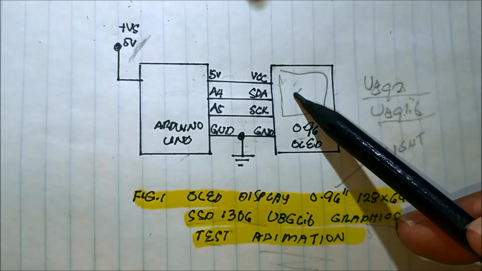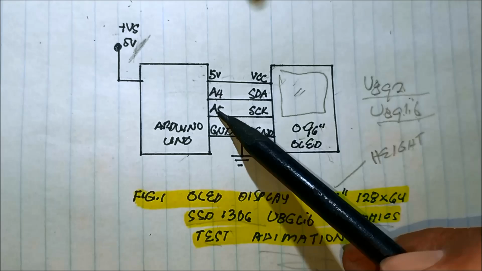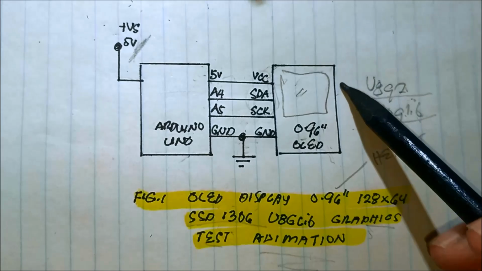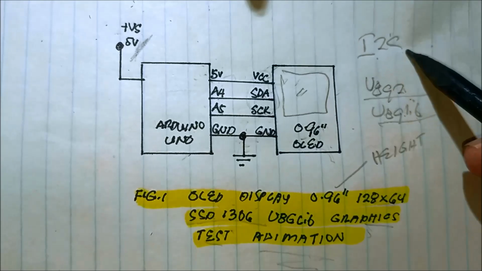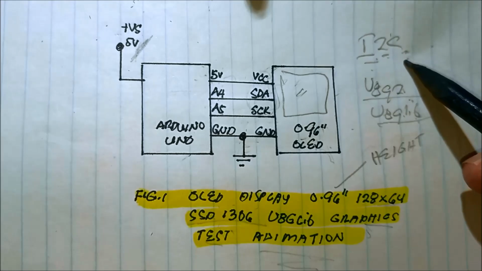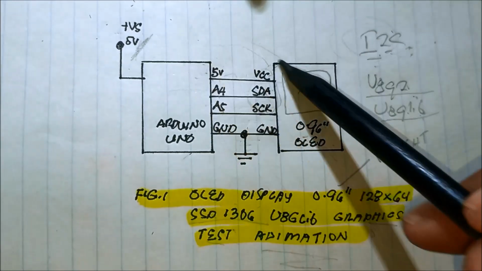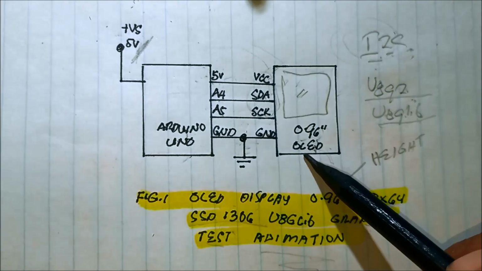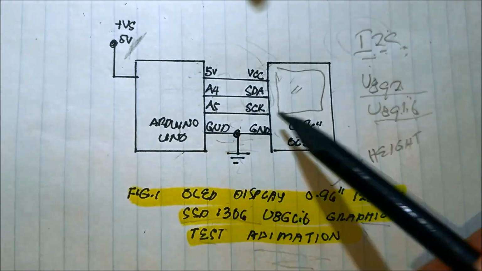So the supply of the OLED is 5 volts. SDA serial data to the A4, A5 serial clock. So the communication protocol used is I2C, inter-integrated circuit, I squared C. It means we are using this communication protocol to communicate the Arduino Uno microcontroller to the OLED display. OLED means organic light emitting diode. Ground to ground, they are both connected. The ground of Arduino to the ground of the OLED.